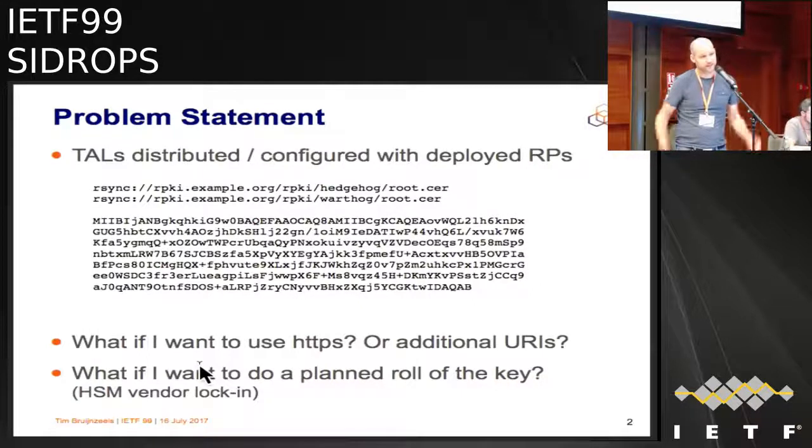The next thing I wanted to talk about is related to the previous one. If we change the URIs on a trust anchor locator, or what happens if I want to rekey? There is an existing deployment of relying parties who have their trust anchor locators installed locally, and I can't easily inform them about my desire to either publish my certificates in a different location, for example using HTTPS, or to do a rekey.